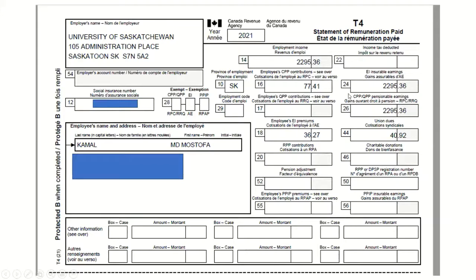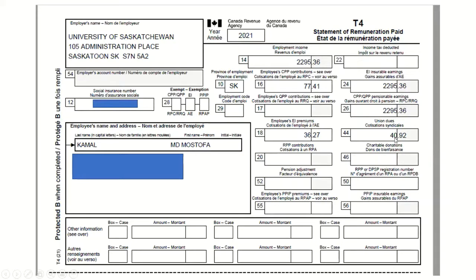And so yes, I pay some premium, and definitely that means I am covered. My income is covered under insurance. So they say how much my insurable income was, this one. And then this is CPP pensionable earnings, this one. And union dues, so I also paid. This is the amount I pay as a union.